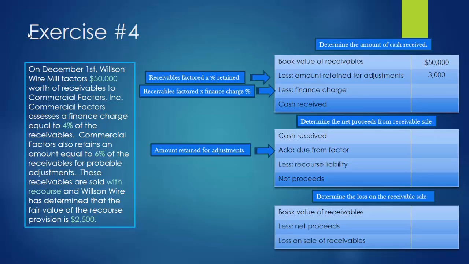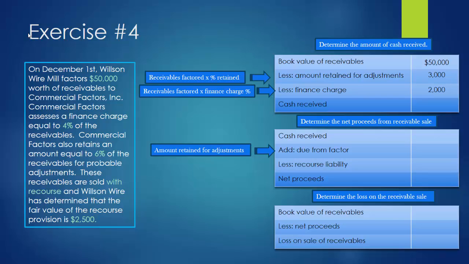You need to figure out what the charge is the factor is charging your company for buying your receivables and waiting around to collect on them. Commercial Factors is charging a finance charge equal to 4% of these receivables. So take your receivables factored, multiply it by that finance charge percentage. 50,000 times 4% is 2,000.